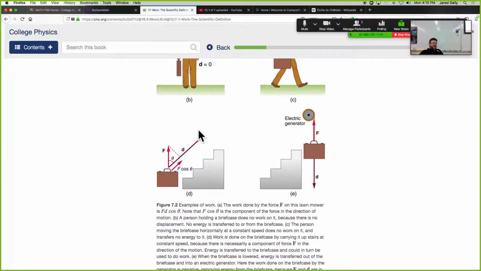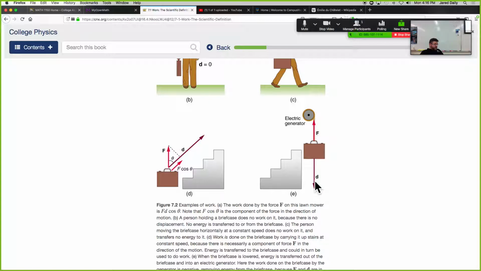And then there's another situation that's kind of interesting. If you walk up the stairs with the briefcase, then you've got a force times the cosine of the angle between the force and the distance that you travel here. And you multiply this littler force times this longer distance to get the work. But if you just lift it straight up the stairs with this force and this distance, or drop it down the stairs, either way, with an electrical generator, you get a longer force and a shorter distance, or a shorter force and a longer distance. It actually doesn't matter.